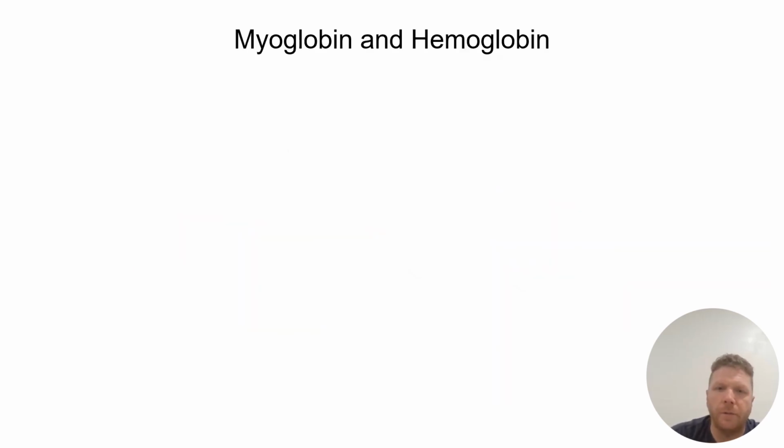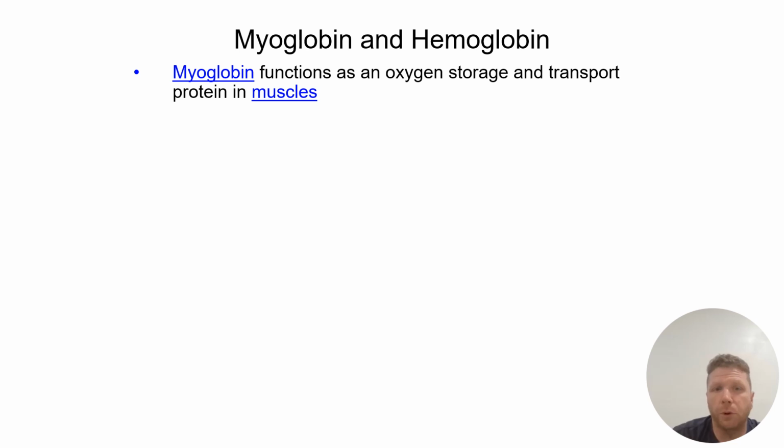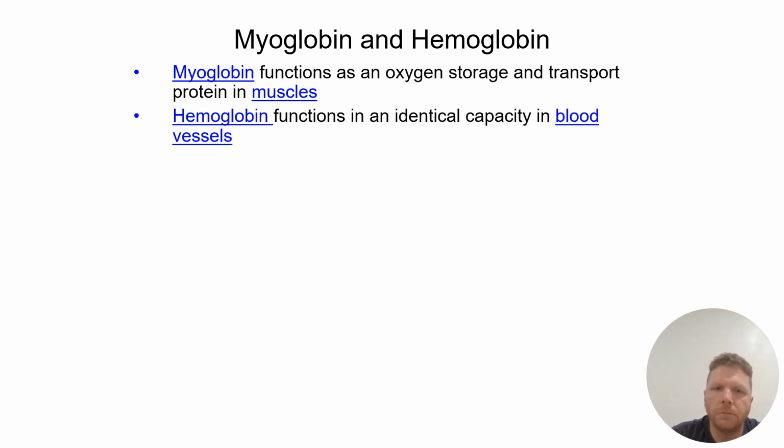Now, myoglobin and hemoglobin are proteins that we're going to study. Myoglobin functions as an oxygen storage and transport protein in the muscles. Hemoglobin functions in an identical capacity in blood vessels. What that means is that they both can bind to O2, they can hold on to it, and they can move it.